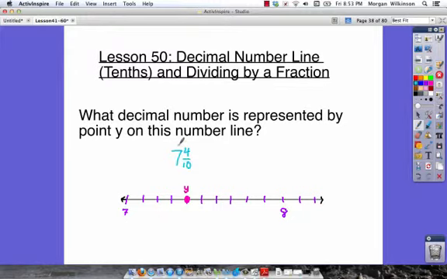But we need to write this as a decimal number. So we know it's 7 and 4 tenths. That must be 7 and 4 tenths, or 7.4. And we'd have our final answer. That's what we need to do whenever we see a problem like this where the decimal number line is broken into tenths between numbers.